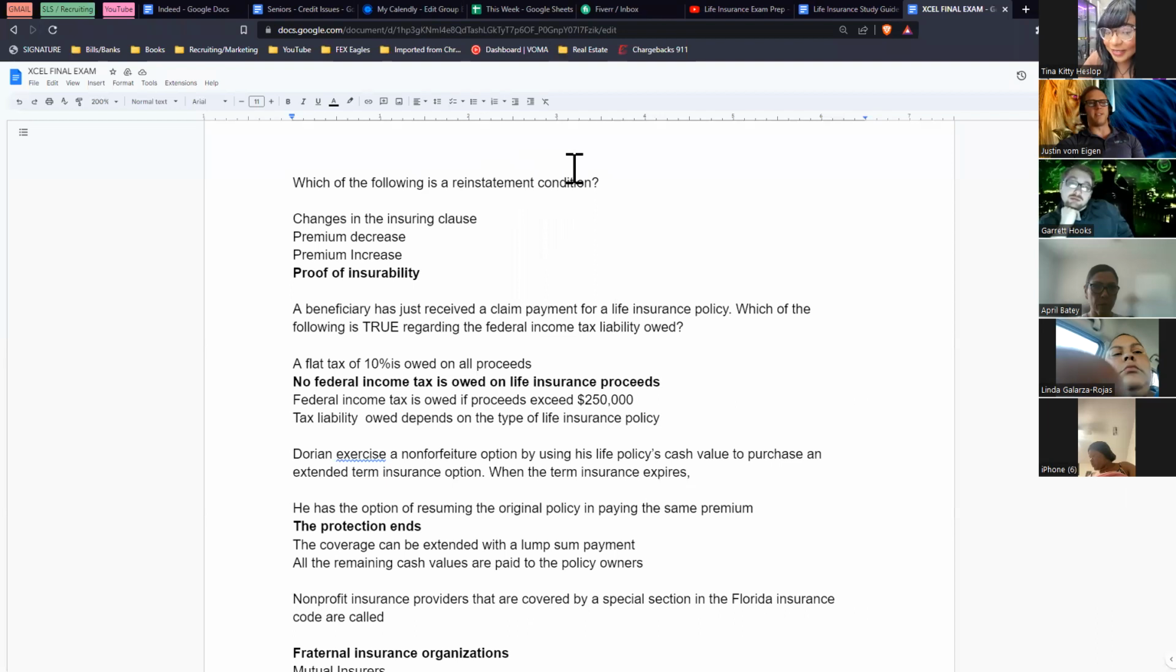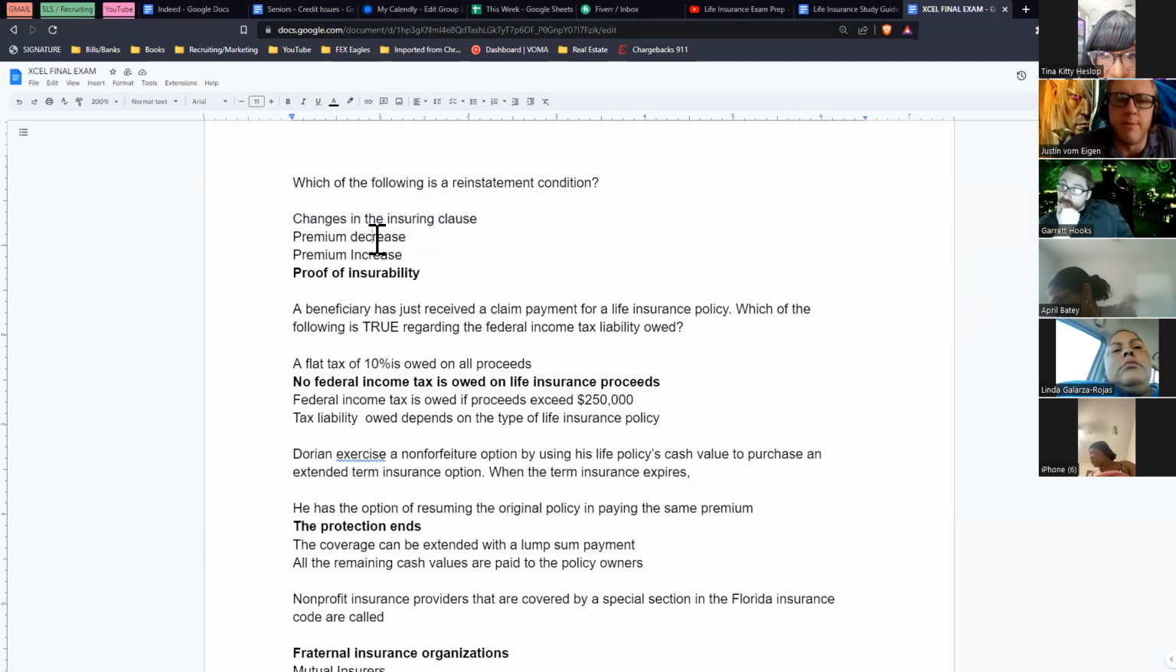Which of the following is a reinstatement condition? Changes in the insuring clause, premium decrease, premium increase, proof of insurability. It's insurability. So to reinstate a policy is if a policy lapses, okay? So imagine Miss Betty is 72 years old. She's paying her premium every month. She passes. No, she doesn't pass. Sorry, that's a claim. And then she misses 3 payments. She's lapsed. A month or two goes by.